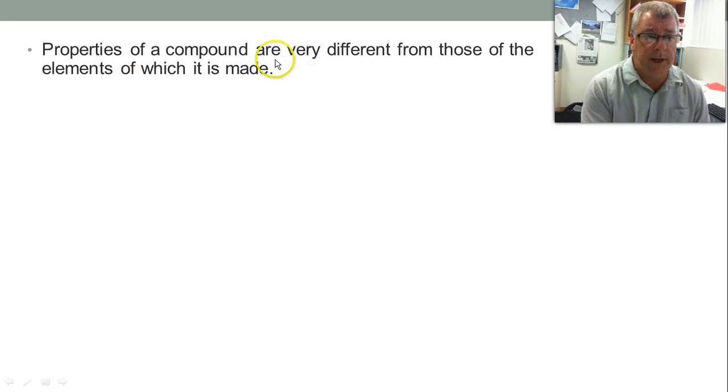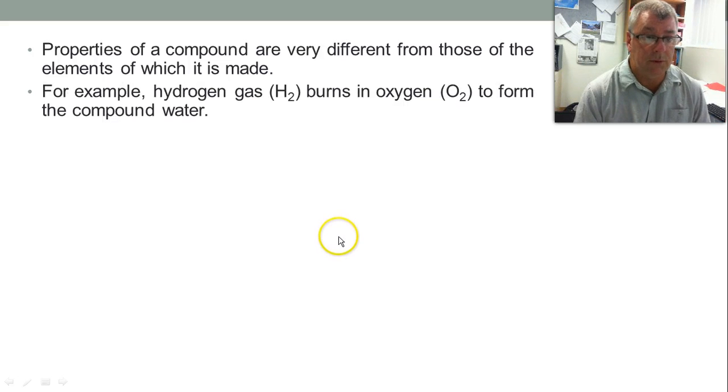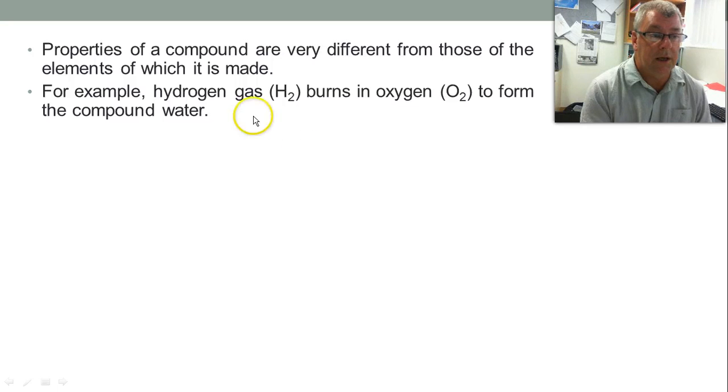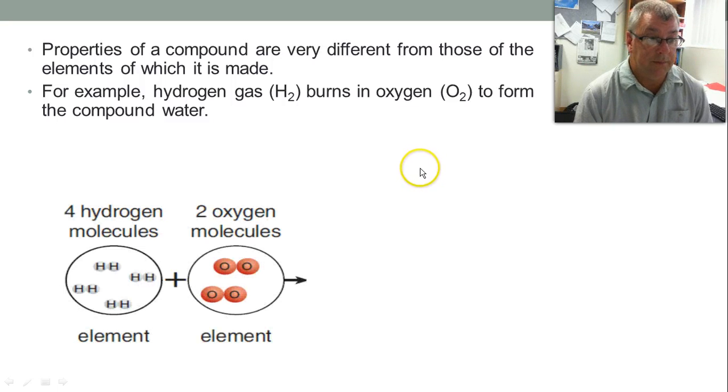Now, the properties of a compound are very different from those of the elements that make them up. That's very important to realize: you can't just assume that something containing a certain element has the same properties as that element by itself. A typical example is hydrogen gas, with the formula H2, which burns in oxygen quite explosively, while oxygen, O2, is what we breathe in and don't have any problems with.